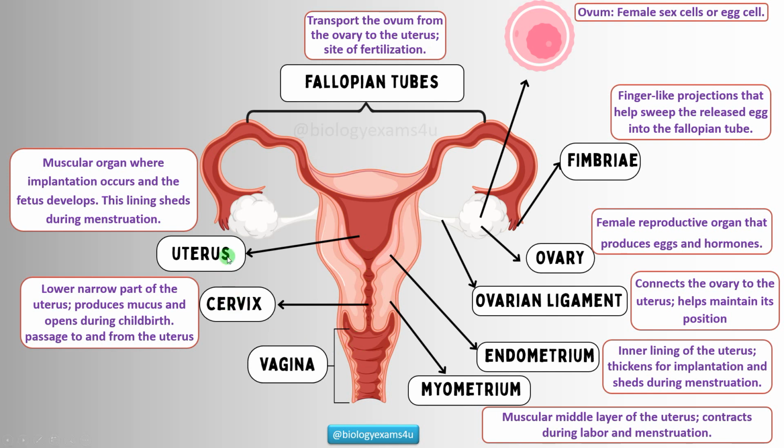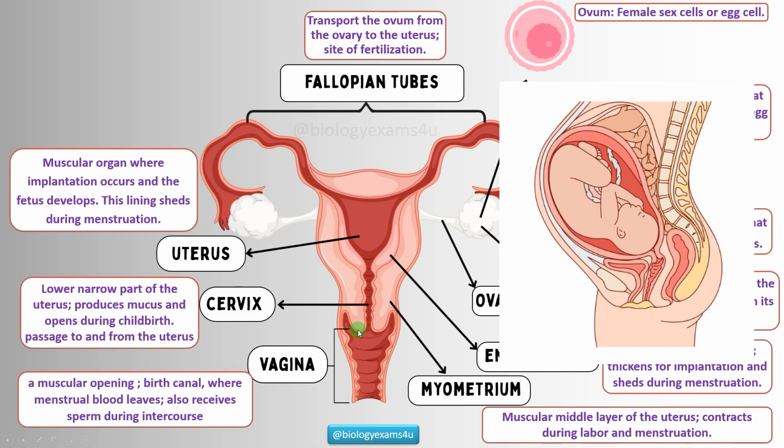And the final structure is a vagina. Vagina is a muscular opening, which is a birth canal through which the baby comes out. If there is no fertilization, the menstrual blood leaves through this vagina. It also receives sperms during the intercourse.